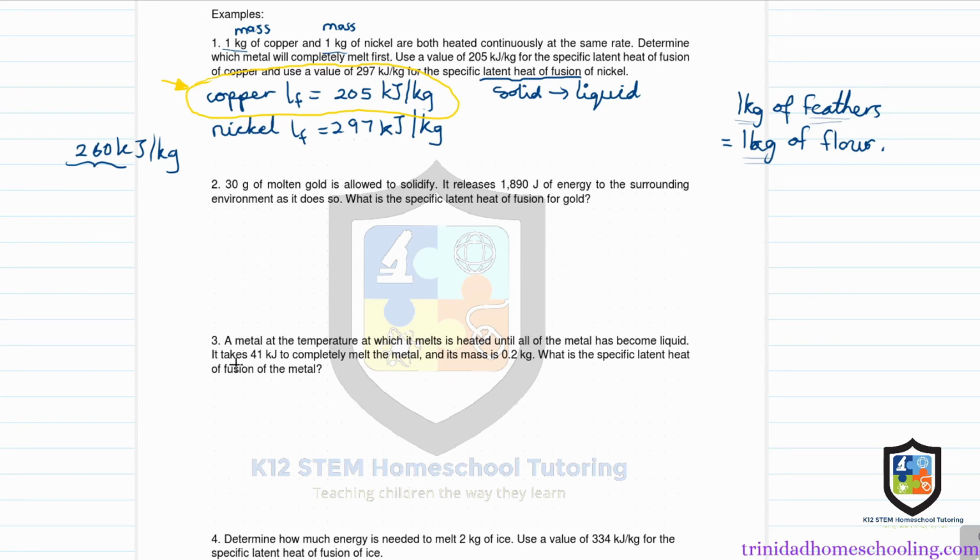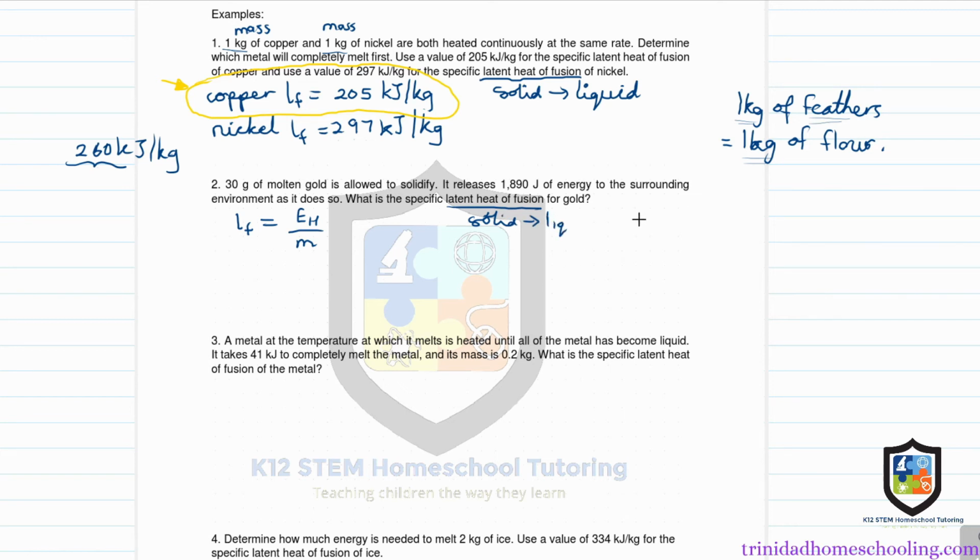So let's look at question 2. 30 grams of molten gold is allowed to solidify. It releases 1890 joules of energy to the surrounding environment as it does so. What is the specific latent heat of fusion for gold? From page 7, we know the formula to find specific latent heat of fusion is the heat energy divided by the mass of whatever solid we're using. And we know we're using latent heat of fusion, so we know we're going from solid to liquid.